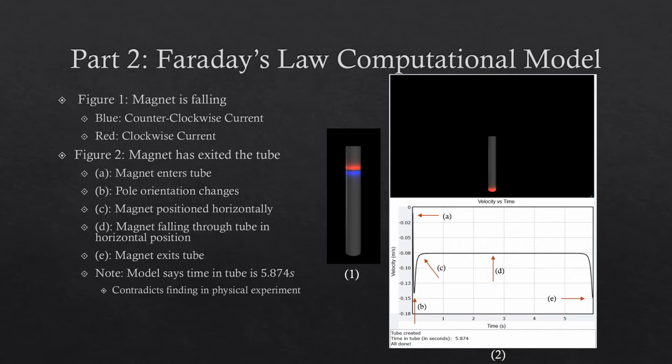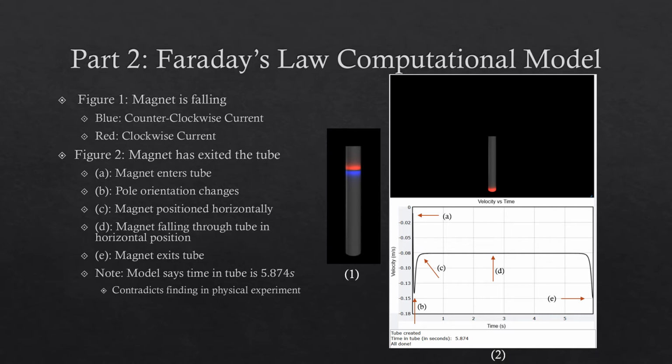And in this velocity versus time graph, I have marked certain key parts of the process. In part A, the magnet enters the tube. In part B, the pole orientation changes as the magnet is falling. In part C, the magnet is positioned horizontally. In part D, the magnet is falling through the tube in the horizontal position. And in part E, the magnet has exited the tube.